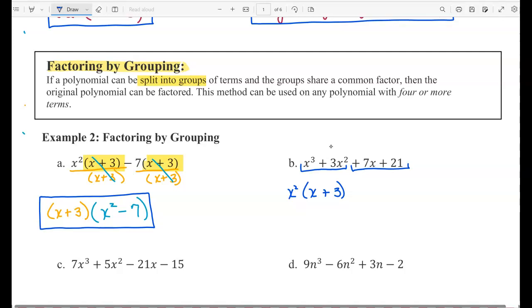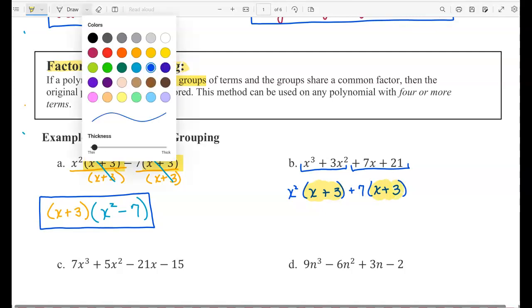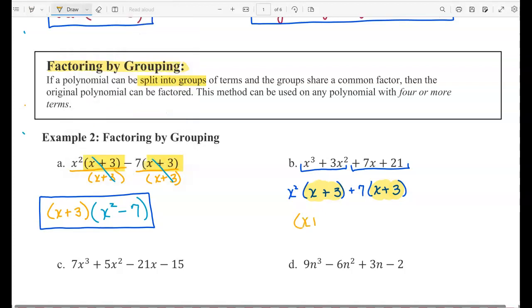Okay, and then I'm going to look at the 7x plus 21 separately, ask myself what would the GCF be, and I see that 7 divides evenly into itself and 21, so I'm going to factor out the 7. Divide each term by 7, and I'm going to get x plus 3. Now notice what we've done is actually created a common factor. So this is the step that allows us to go that next step and factor out that x plus 3.